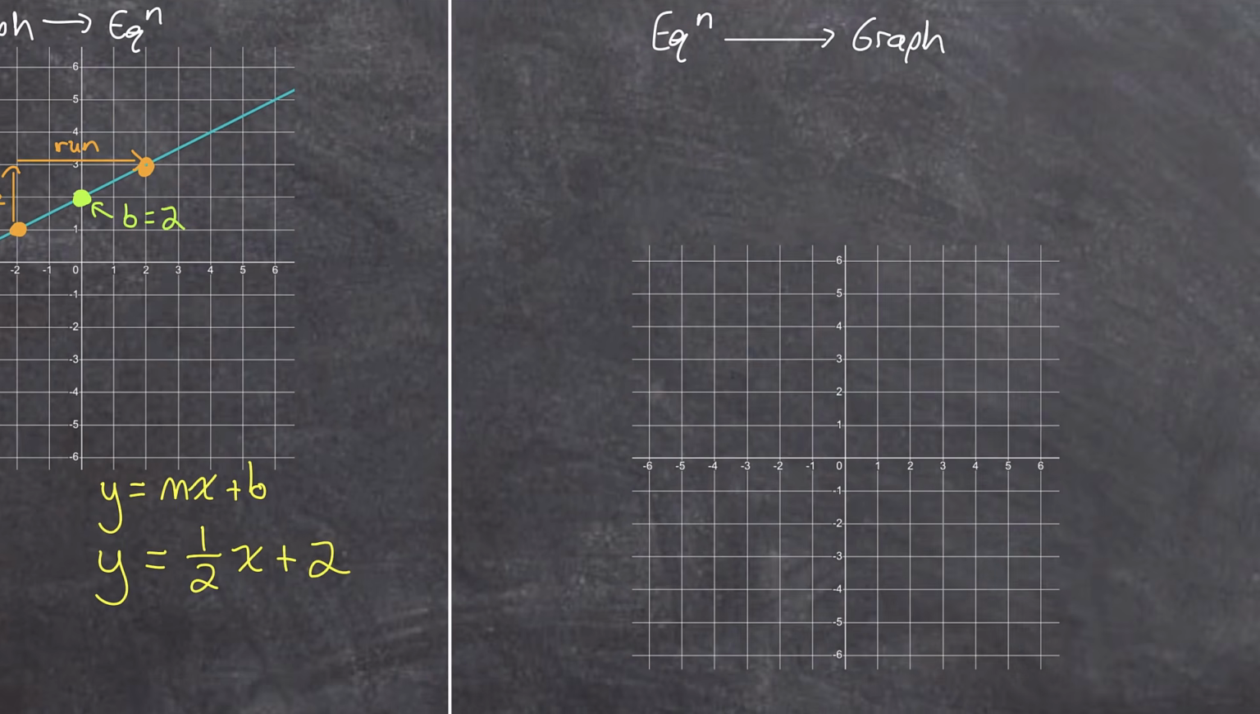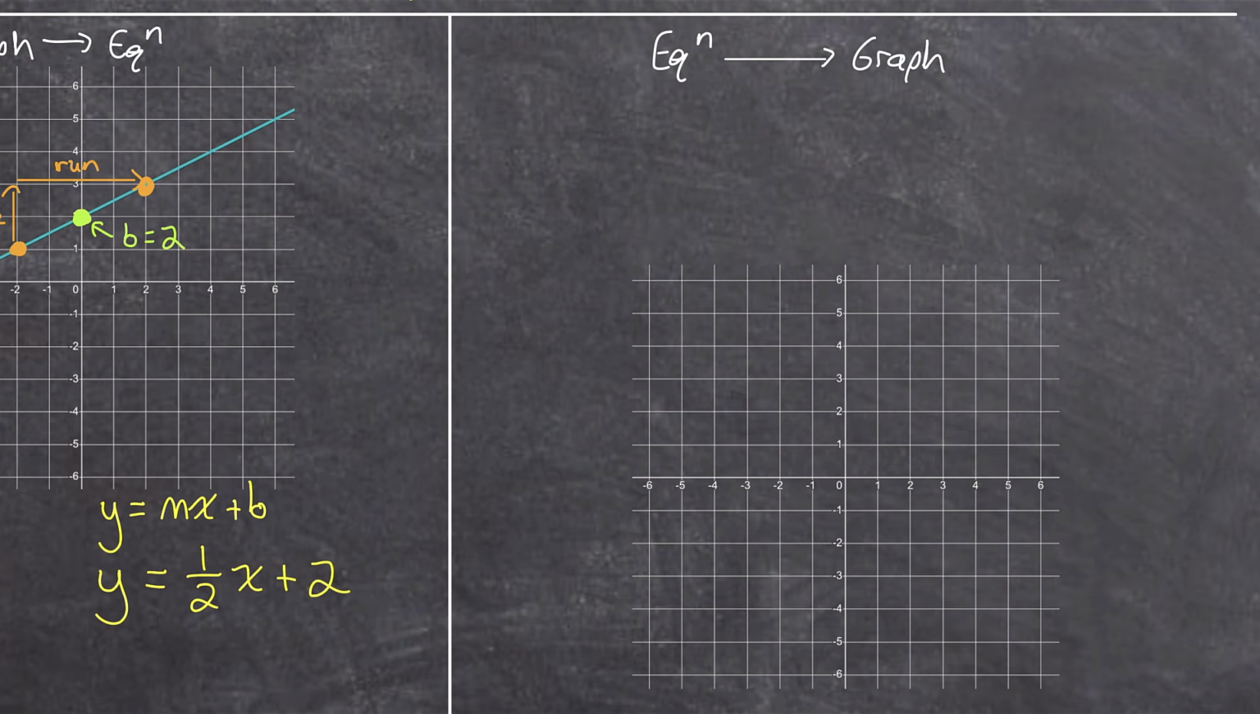Let's now look at what if I gave you the equation of a linear relationship, and then I asked you to sketch the graph of this relationship. We don't have to make a table of values. We can just use our understanding of the properties of the y equals mx plus b formula. The constant that's being added to x is the y-intercept. So in this question, the y-intercept is 4.